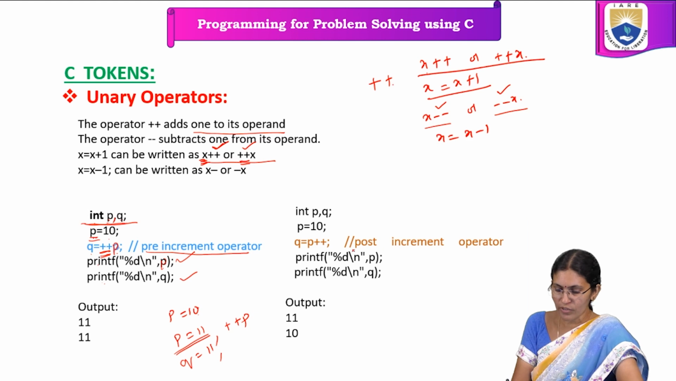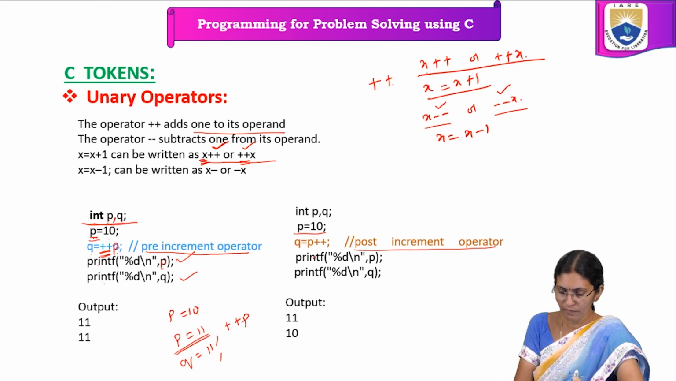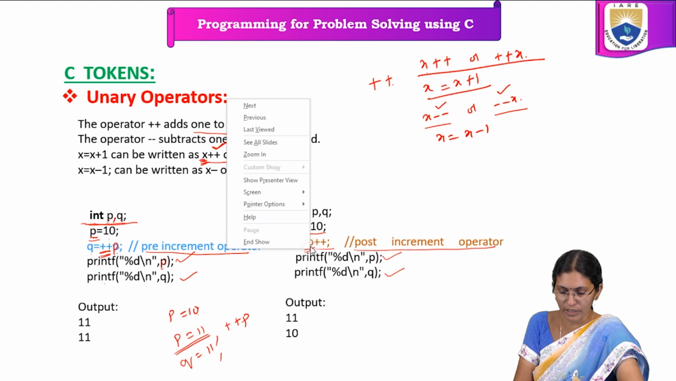Now let us see the post-increment operator. Same program. Here we have used the post-increment operator. Here also we have assigned p is equal to 10, and we have written two printf statements after applying the post-increment operator. In one line p is printed and in the other line q is printed. Now here, this is the post-increment operator.